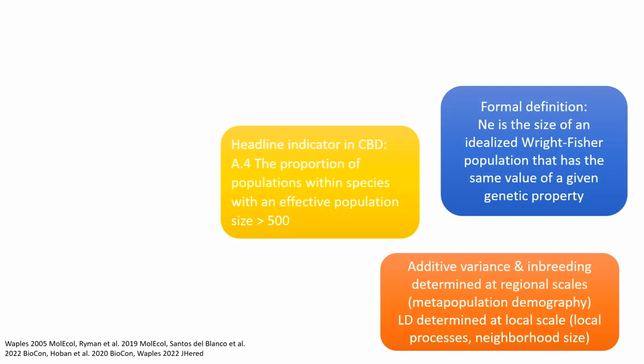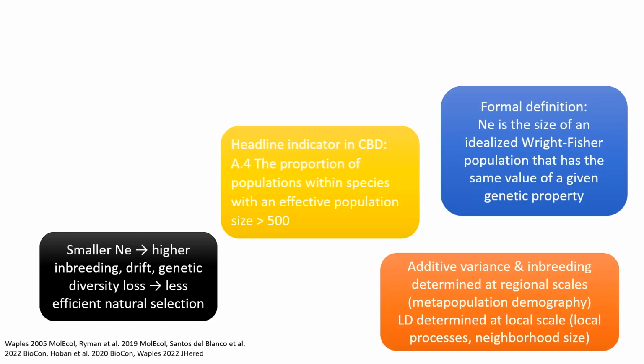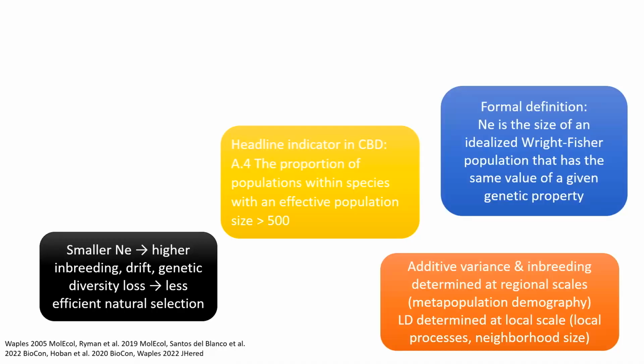And the other thing that I want to point out is that these genetic properties would be determined by processes at different scales: the additive variance and inbreeding on regional scales, while, for example, linkage disequilibrium would be determined at much smaller, local scales of the neighborhood size. But as Santi said, effective population size is a beautiful concept, and I think the indicator is really good personally for endangered populations with small sample sizes, and it tells us a lot, despite all these caveats.